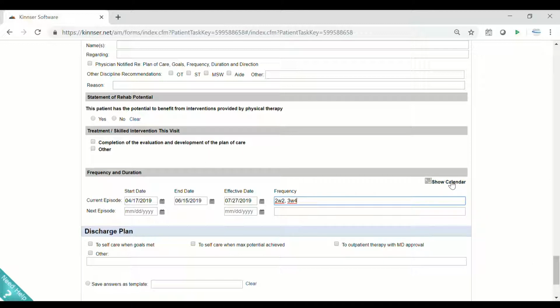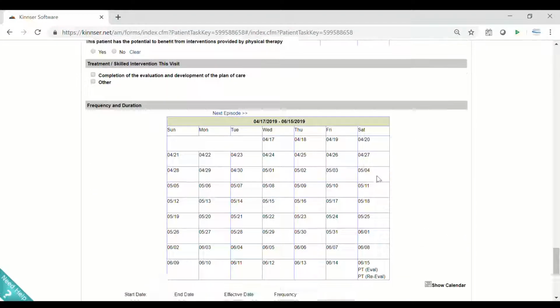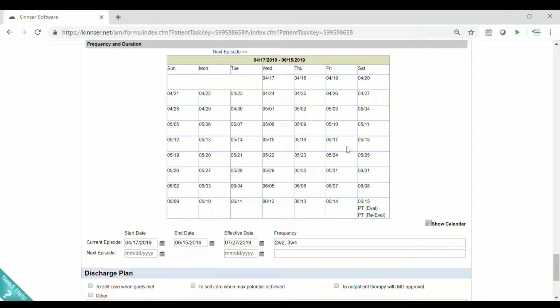Nice thing in Kinnser or WellSky, you can click on this calendar and you can open up and look at a calendar that allows you to figure out how you're going to do your frequencies. Can't do anything on the calendar itself, but it can be helpful when you're planning.